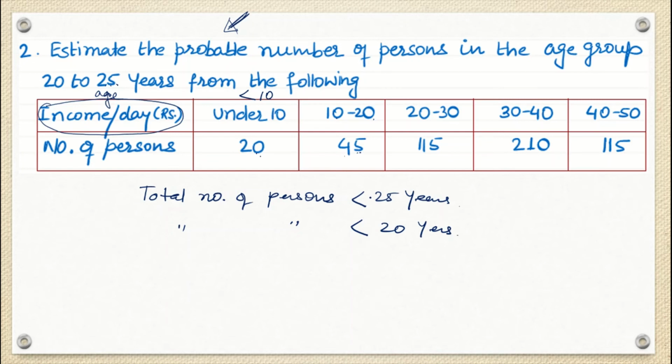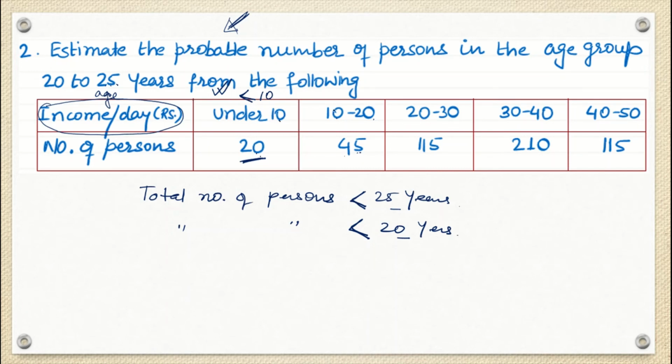So again, you just focus on what I am going to do here. I'm interested in knowing how many persons are there who are less than 20 years, less than 25 years, less than 30 years, and so on. So we are going to rewrite this table where the first row will be less than 10 years. The very first column is straightforward. Whether you write under 10 or less than 10, this is straightforward, 20.